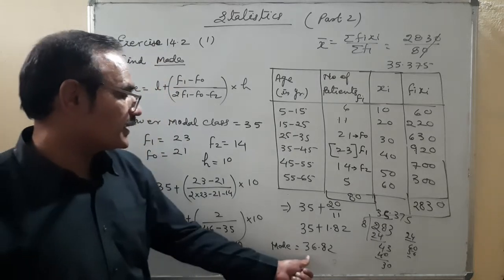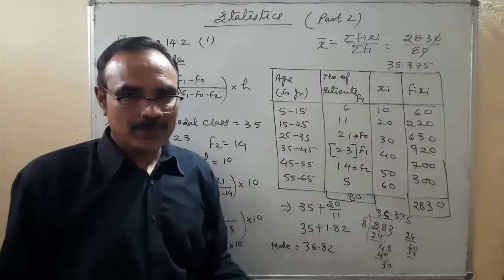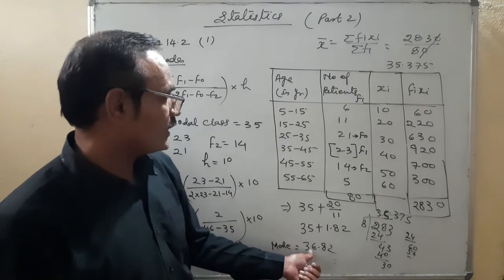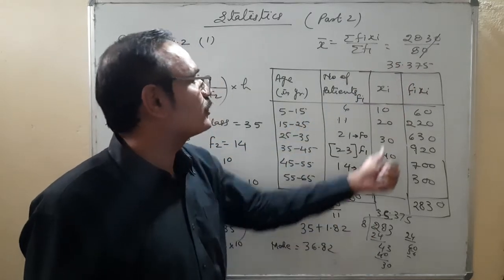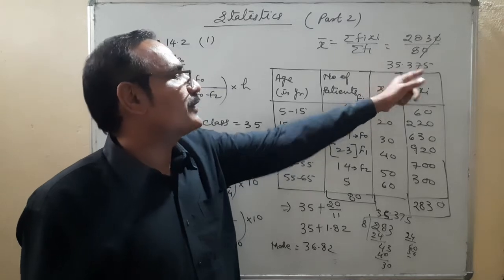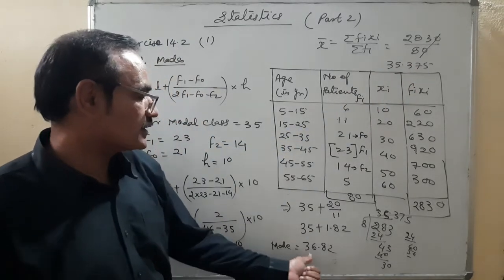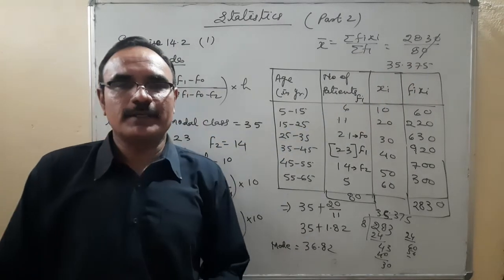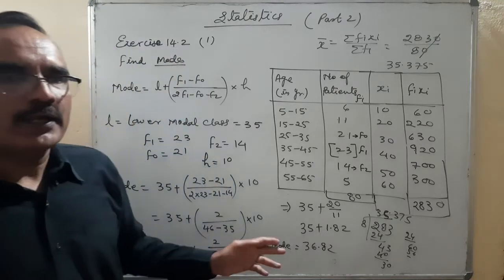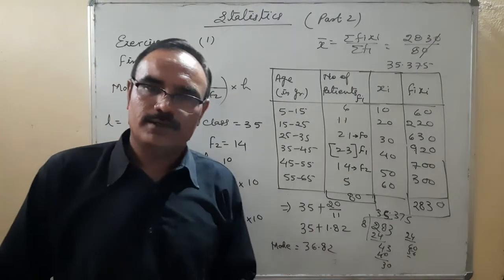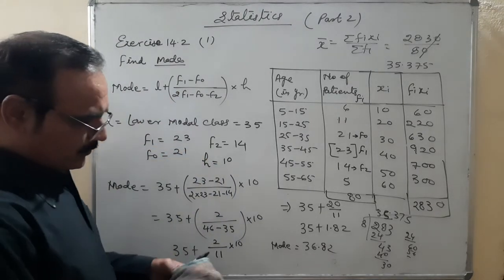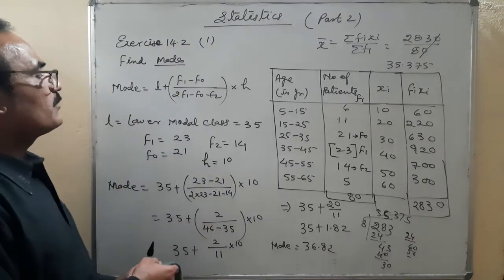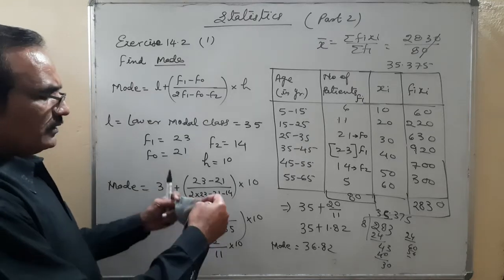The mean is 35.375 and mode is 36.82. So when we compare them, you will observe that mode is more than the mean. So when we interpret, mode is more than the mean. Okay. So that is the procedure by which we can find the mode, and for each and every question the procedure of finding the mode is the same, as only 2 columns required.